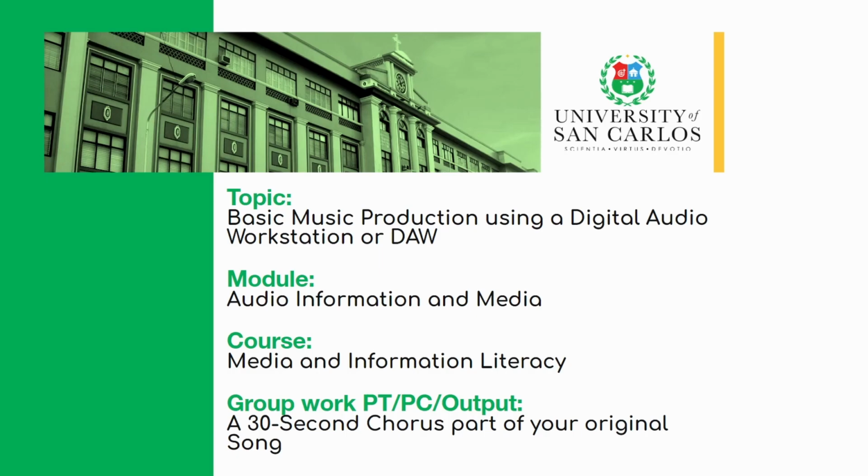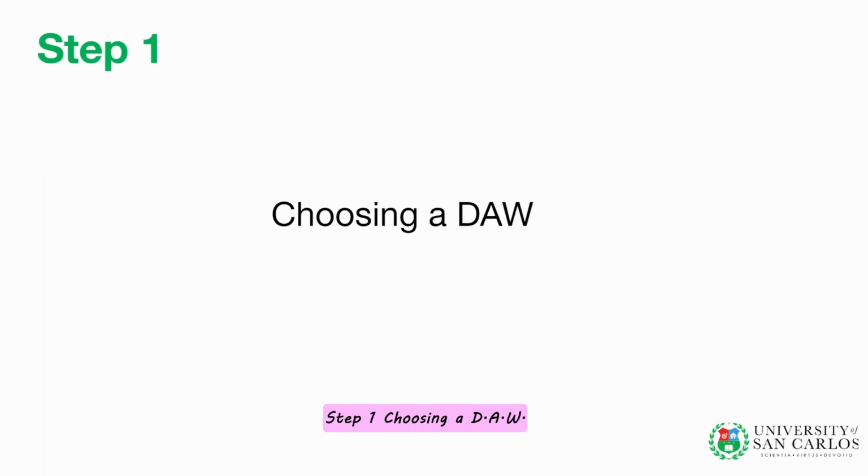In this video, we'll be discussing how to produce a song, or to be specific, part of a song, using a digital audio workstation, or DAW for short. This is for the module audio, information, and media, under the course media and information literacy. Move on to step 1, choosing a DAW, or digital audio workstation.